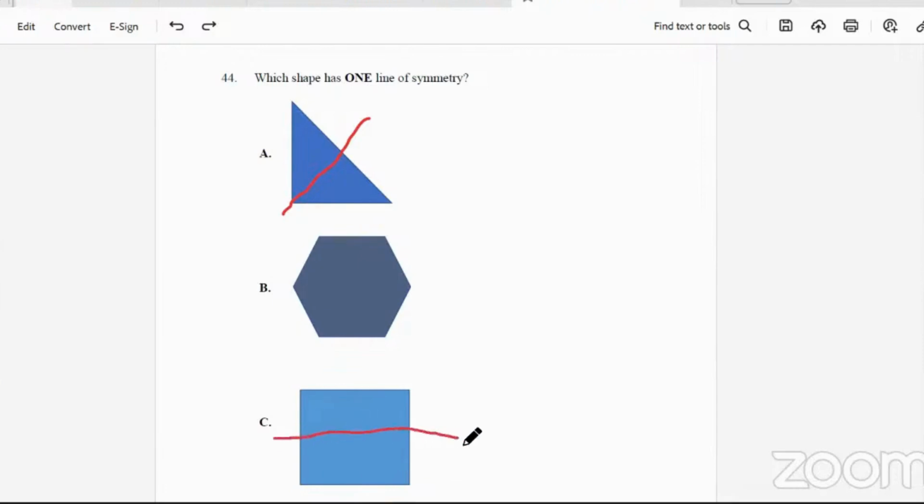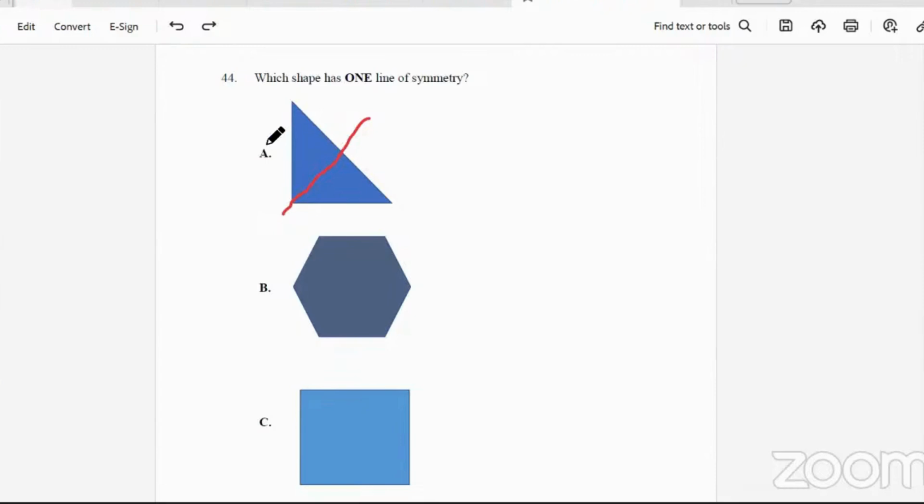So if I cut it this way, remember guys, my line is not very accurate, you would have two identical parts. And if I cut it this way, it still has two identical parts. And I could even cut this diagonally since it's a square, and it would have two equal parts just the same. So the only shape that has one line of symmetry would be the triangle. It could only be cut in one way.